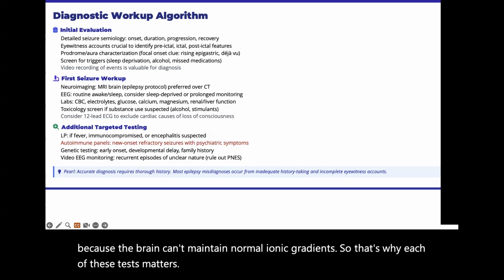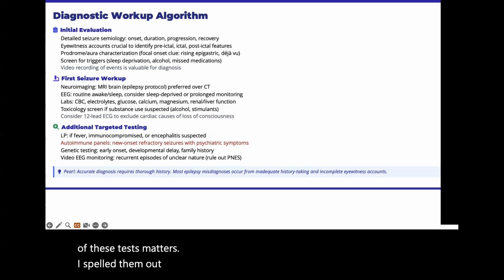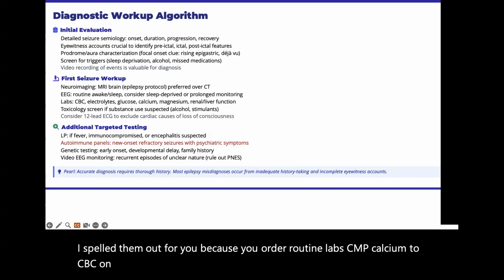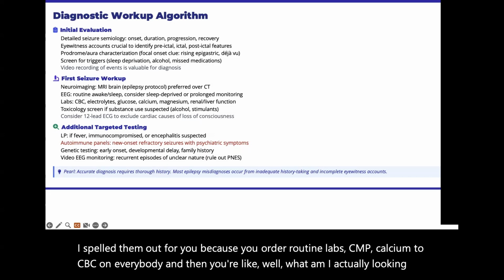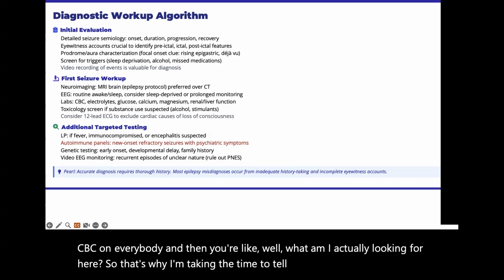I spelled them out for you because you order routine lab CMP, calcium, magnesium, phos, and a CBC on everybody, and then you're like, well, what am I actually looking for here? So that's why I'm taking the time to tell you what you're actually looking for here.